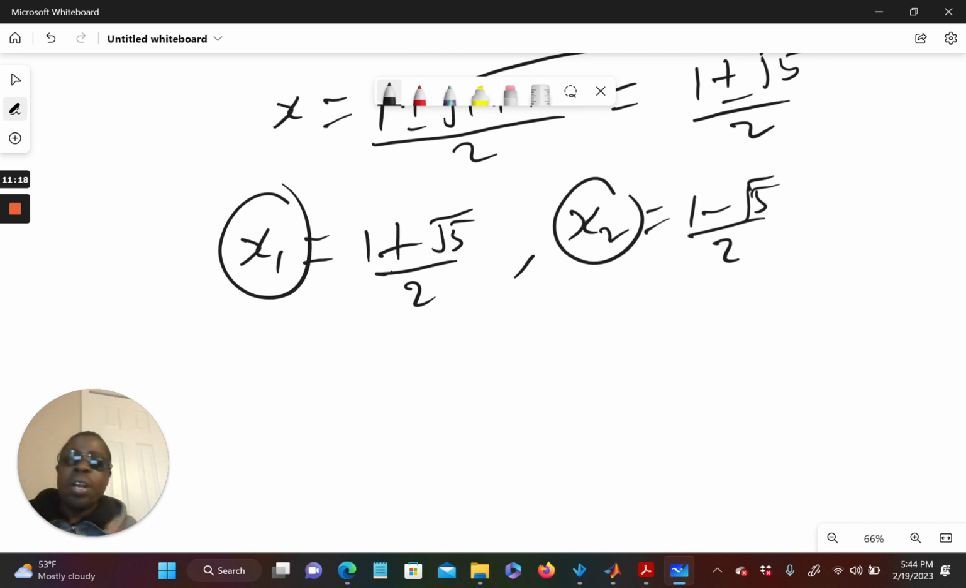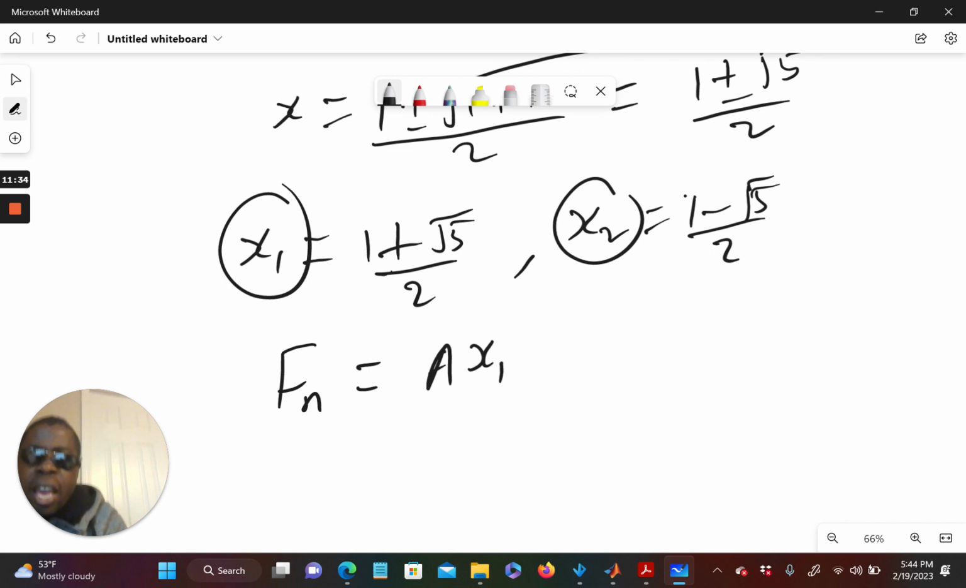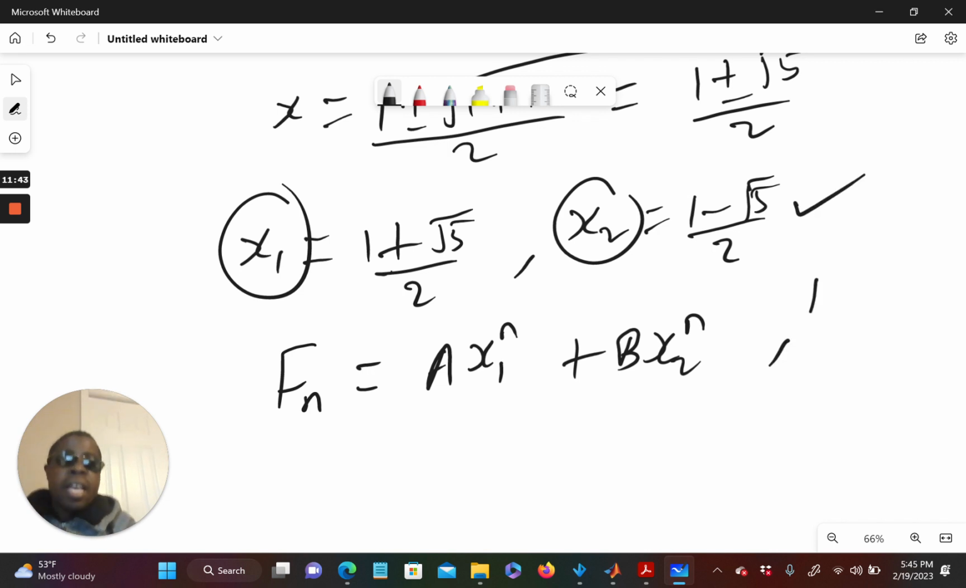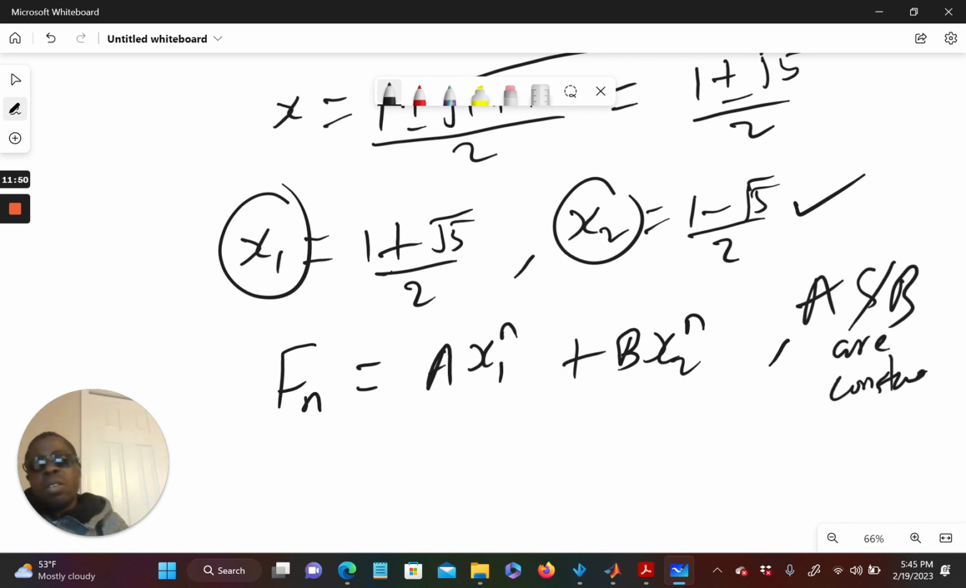Now, according to the method of characteristic equation, when you have two different roots for your characteristic equation, x1 and x2, you are going to assume this formula, Fn equals a x1 raised to power n plus b x2 raised to power n. Now, x1 and x2 are already given here, and a and b are constants to be determined.